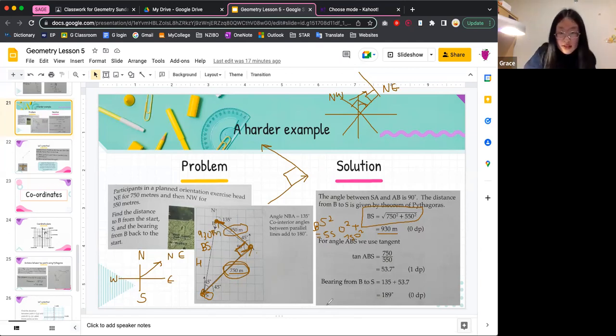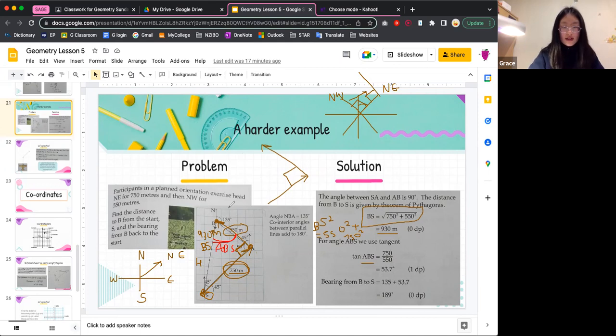then we can find the angle ABS. It's getting a little bit messy, maybe I'll use a different color. Now that we've got all three of these side lengths, we're going to use the angle over here. This is our angle ABS, and our goal now is to find the bearing from B back to the start. Once we find the size of this angle, we can help figure that out.